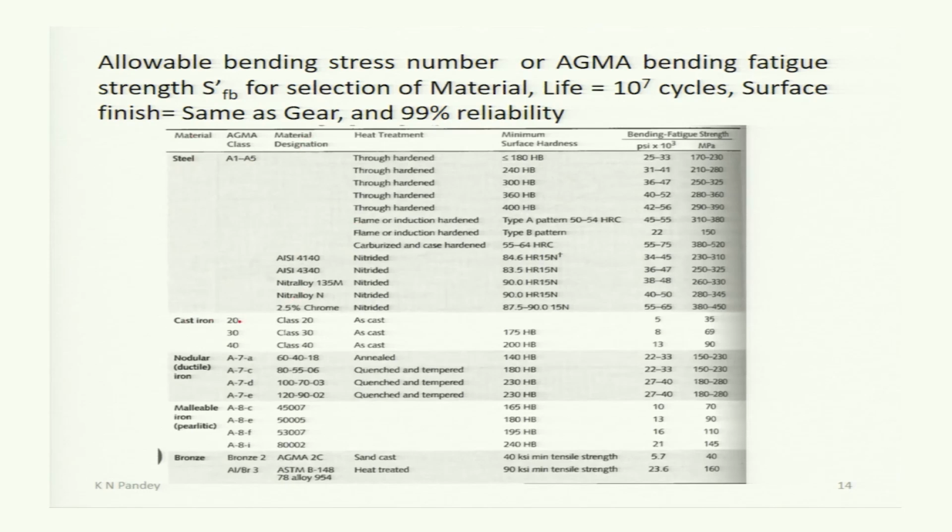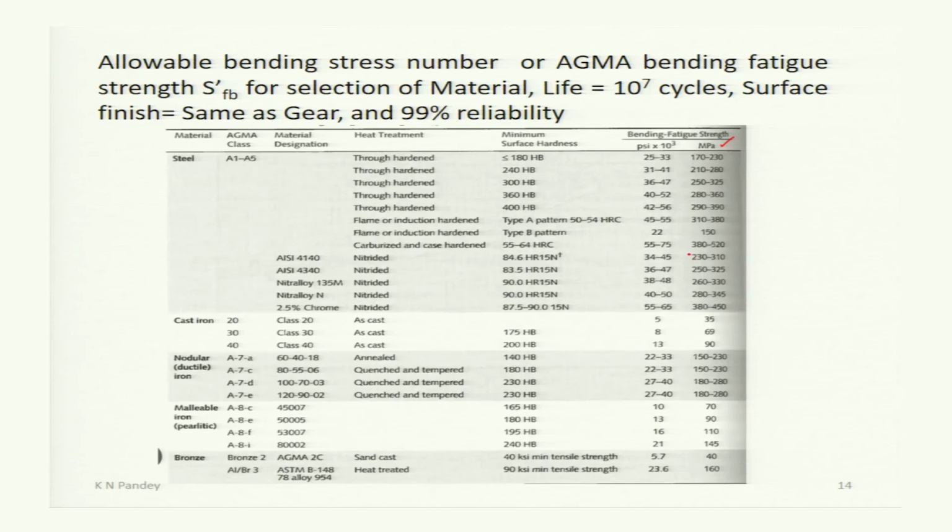Then cast iron, different classes of cast irons are there. Then nodular ductile iron, different classes of nodular cast iron are there. Then malleable iron, the bronze, and the heat treatment condition is given either through hardened, flame or induction hardened, carburized and case hardened, nitrided, as cast, annealed, quenched and tempered, sand cast, heat treated, and the minimum surface hardness is given. So, knowing all these, you can get the bending fatigue strength in megapascal from this curve.